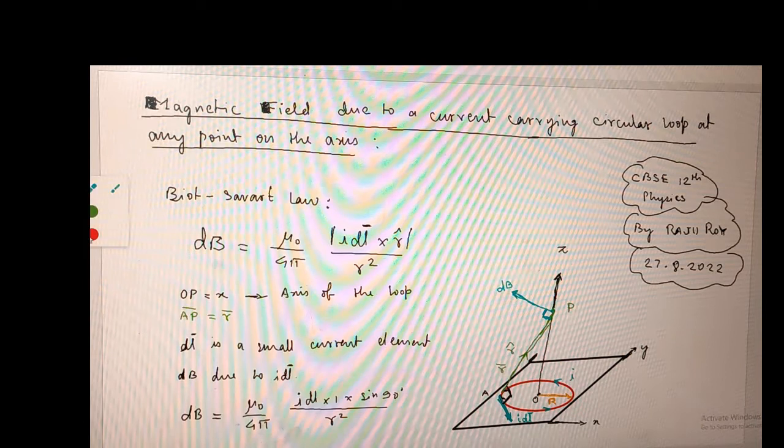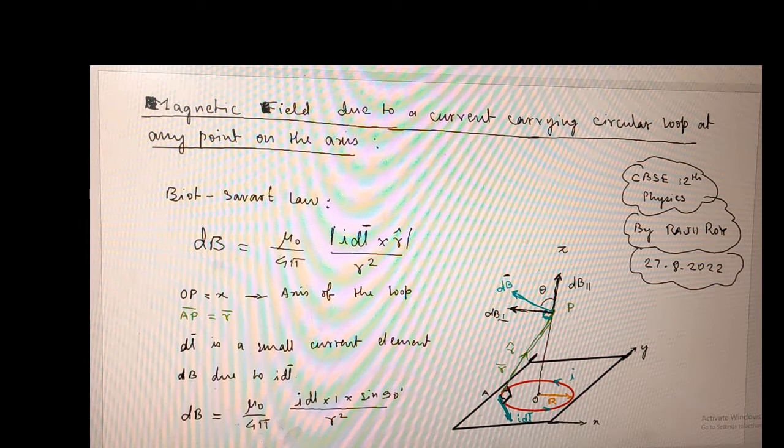Now let me call this angle theta. So this dB can be resolved along the axis, that is OP. I'll call that dB parallel. And another component will be perpendicular to the axis, isn't it? It will be like this, right? This is perpendicular to the axis. So this is dB perpendicular.